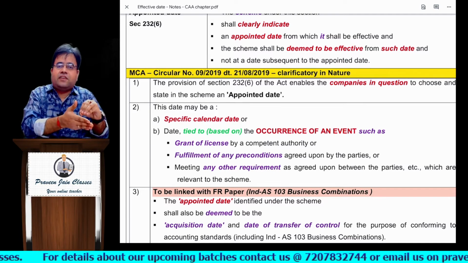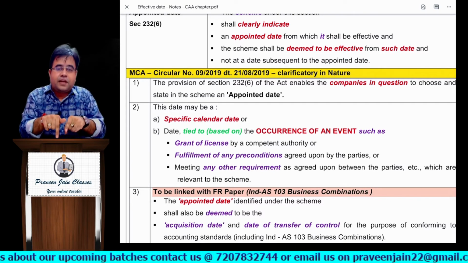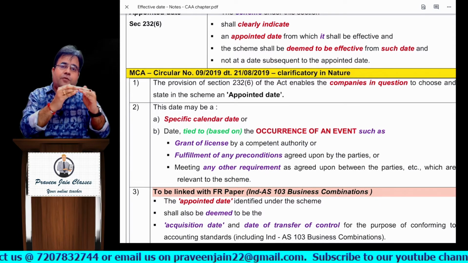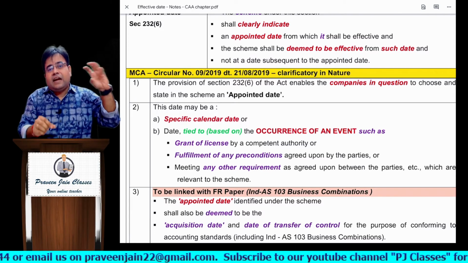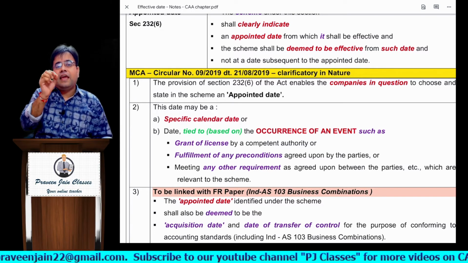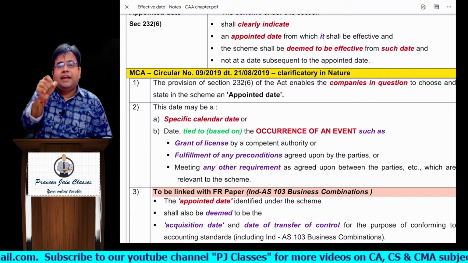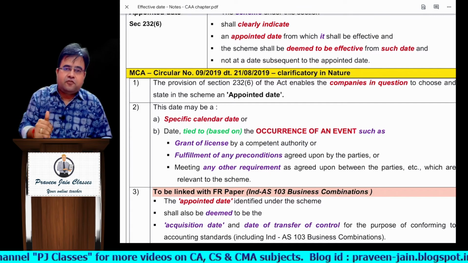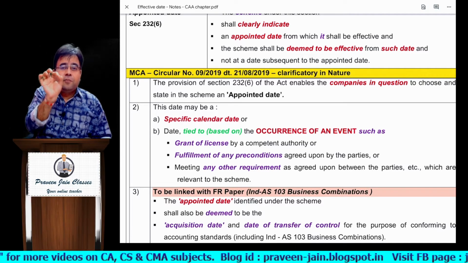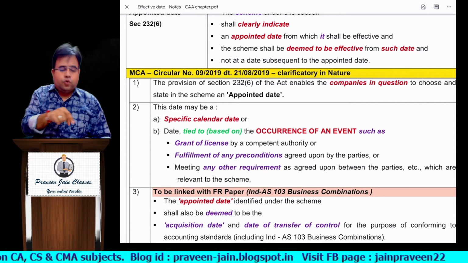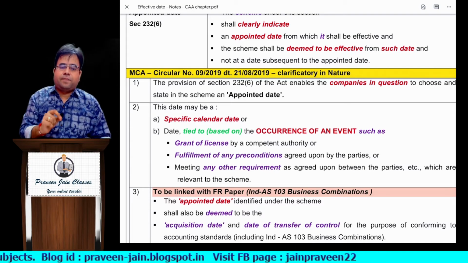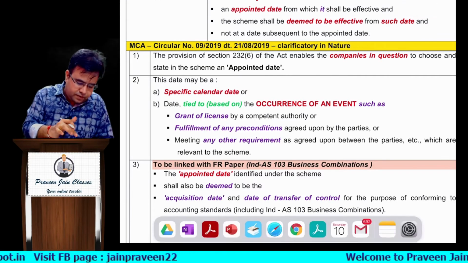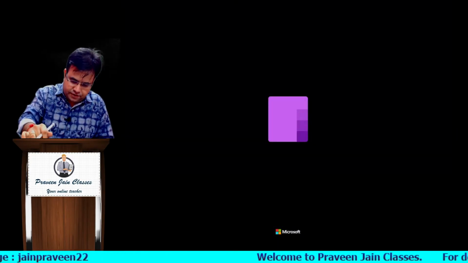Example, sir, in the Equitas case, before this particular merger, there happened one more merger of Equitas with another company, sir. In that merger, what they mentioned was, our scheme will be effective from the date on which RBI gives us a license to operate as a small finance bank, sir. So can I say here also it is based on a particular event? Yes, based on the grant of a license. So that is a point, sir. Remember that.